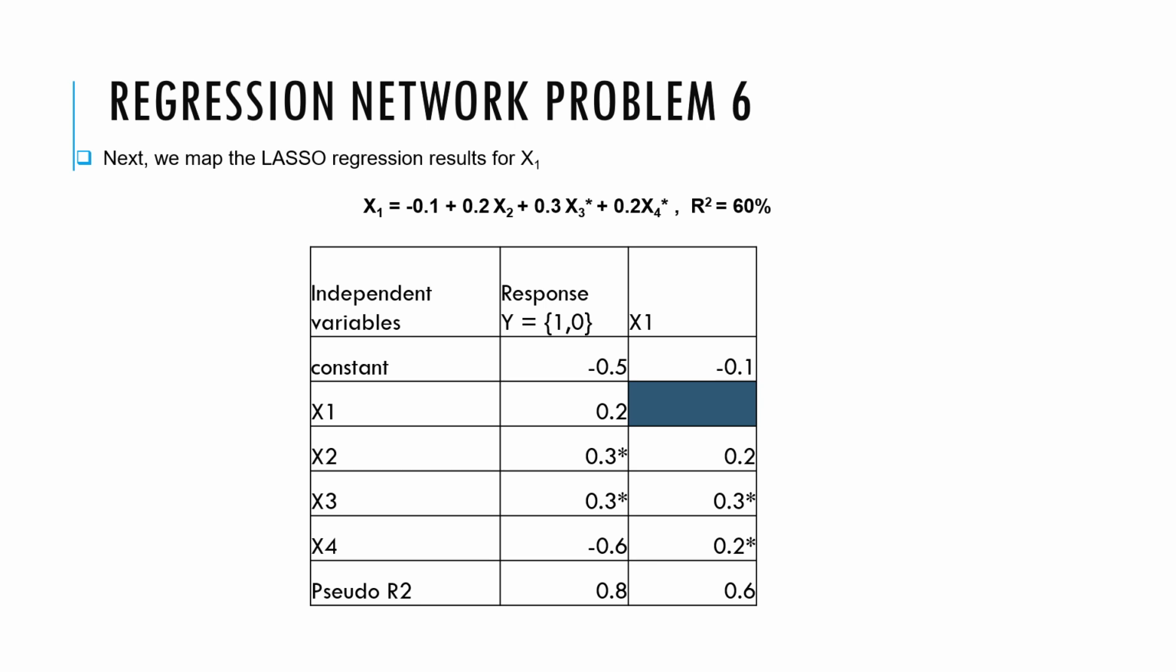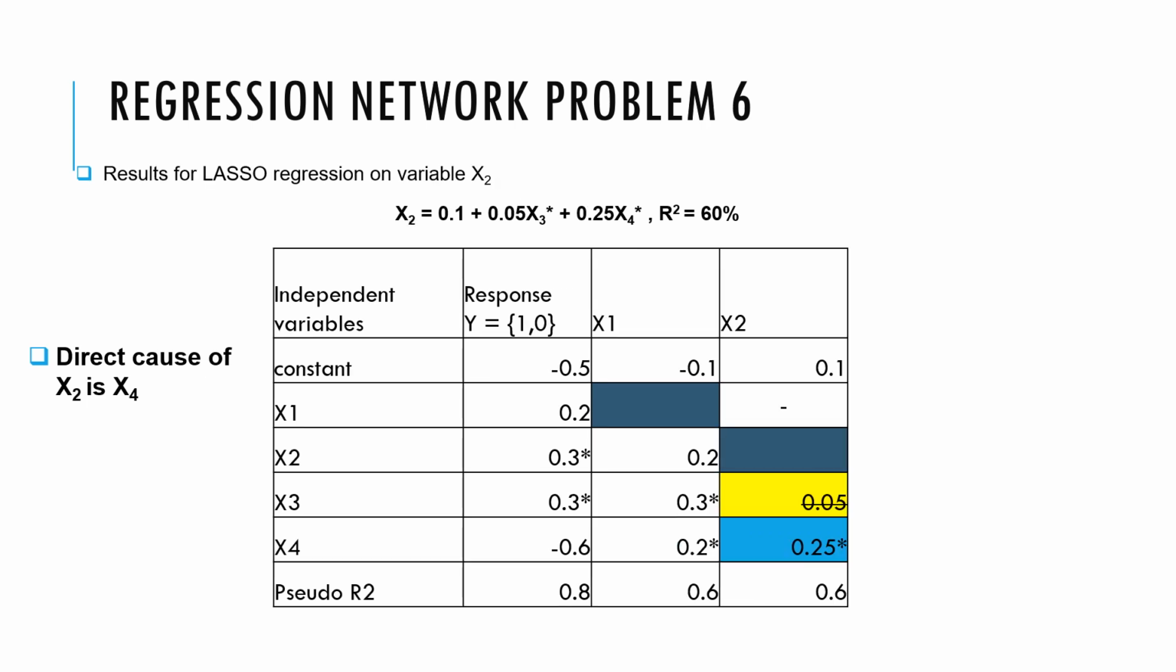So for x1, we have negative 1 as our constant. We skip x1. So x1 and x2, we put 0.2. x1 and x3 is 0.3. And statistically significant x4, 0.2, again statistically significant, and our pseudo R squared is 0.6. So here we need to note that the direct causes are x3 and x4 for x1.